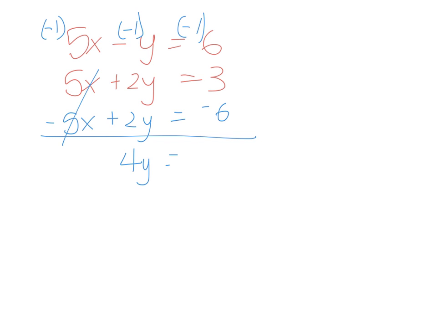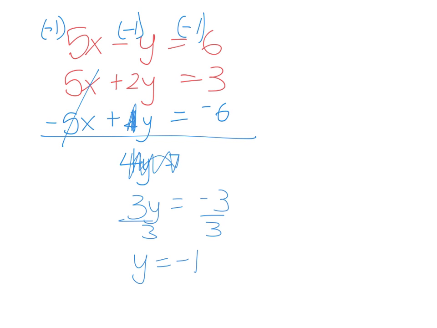I think I did something wrong. Yeah, I made a mistake right here. This was going to be plus 1y. So when I add them together, I have 2y plus 1y is 3y equals negative 3. Divide by 3. Y equals negative 1.